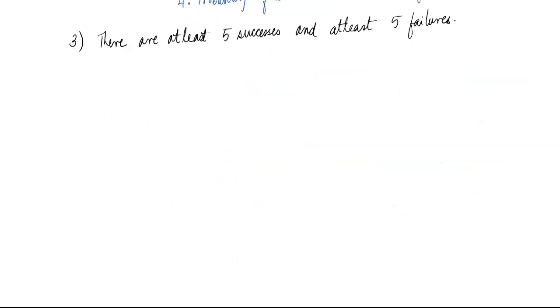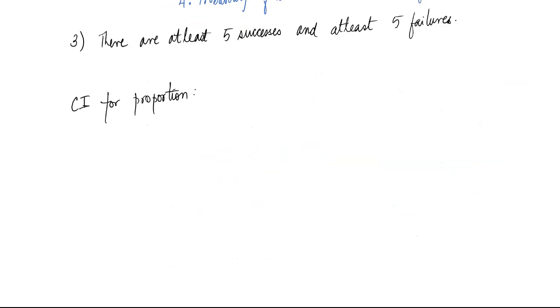So here we go. This is how your confidence interval will look. The confidence interval for a proportion is p hat minus the margin of error on this side, and p hat plus the margin of error on that side. And your p, which is the population proportion, will lie in between those two values.